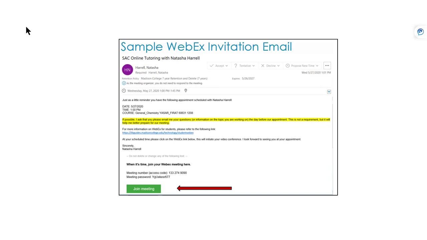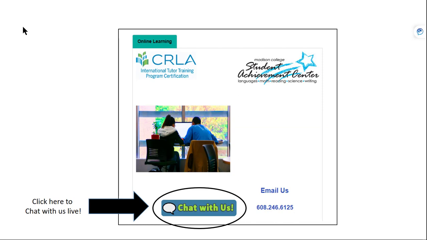If you have any questions about making online tutoring appointments, or with any other Student Achievement Center or library resource, you can reach a Student Achievement Center support staff member by phone at 608-246-6125 or by email at peertutoring@madisoncollege.edu. You can also chat with us live by clicking on the Chat with Us icon located on the SAC homepage.